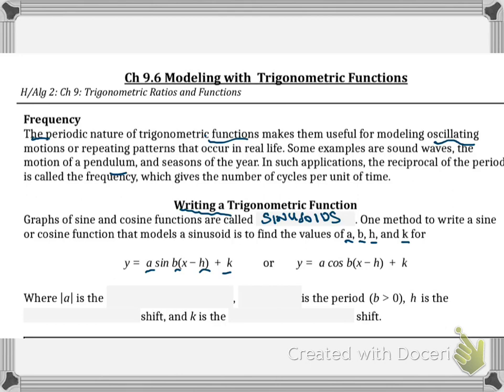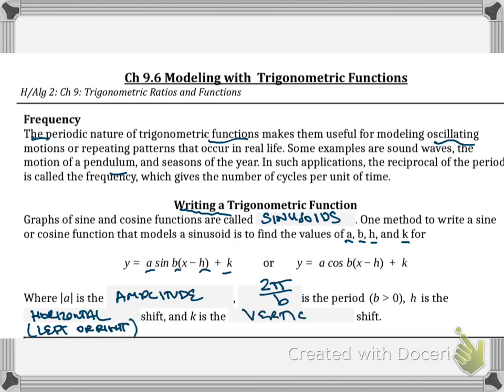A, we remember that as the amplitude, how high and how low the graph is going. And then we know that our period for sine and cosine is normally 2 pi. But in order to find the period with our b value, we divide, so it's 2 pi over b. H is the horizontal shift that tells us it's going left or right. And then we have our k value, which is our vertical shift, and that tells us whether it's going up or down.